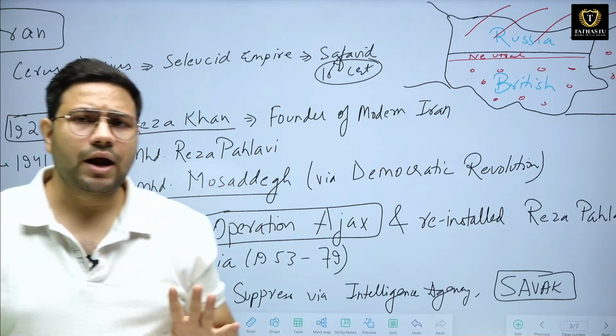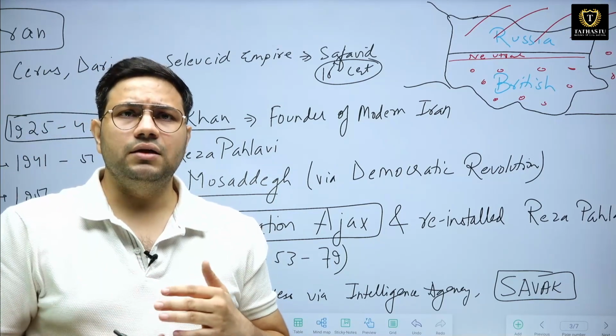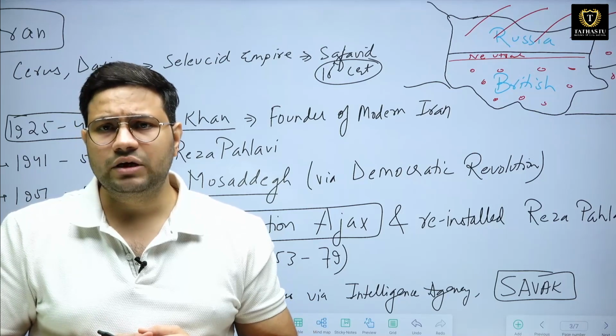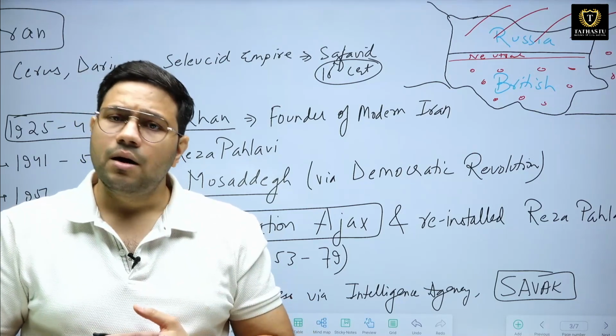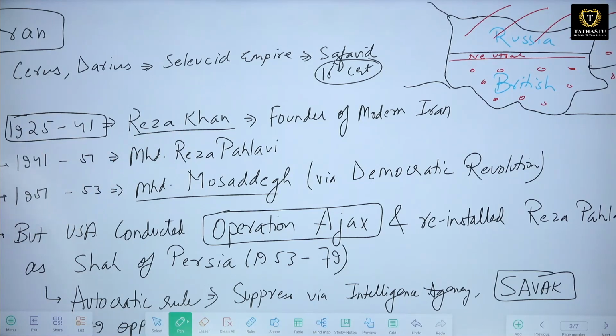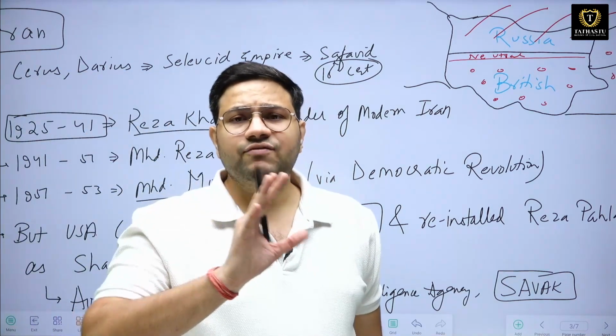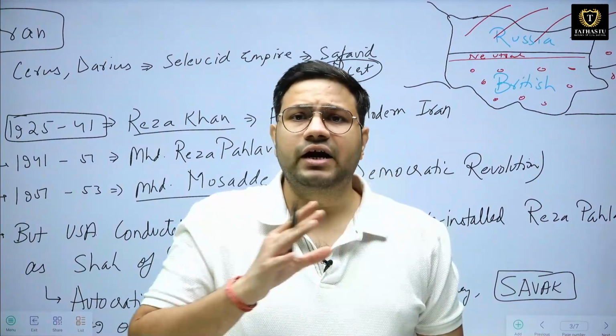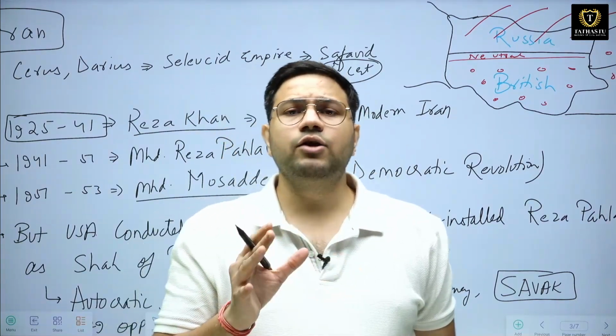Later on, the First World War happened, and after it, in somewhere about 1925, Iran emerged as a modern state under Reza Khan. He is the founder of modern Iran. Clear? So he ruled Iran till 1941. From 1941 to 51, it was Muhammad Reza Pahlavi. Then from 1951 to 53, it was Muhammad Mossadegh. Now, remember that after the Second World War, after 1945, there was the scenario of the Cold War.